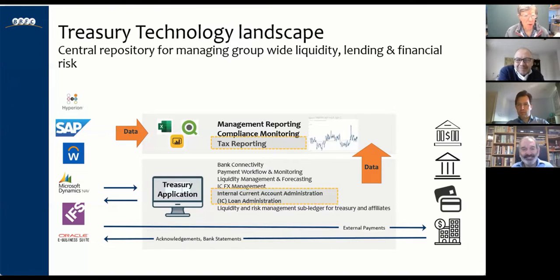Gerben, what's your take on this? Because the transformation of the level of activity and reporting and tracking is huge.